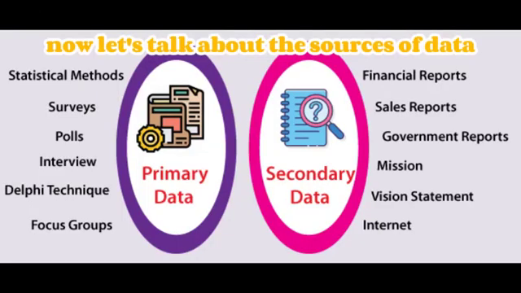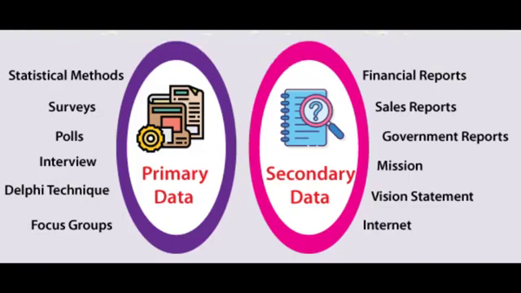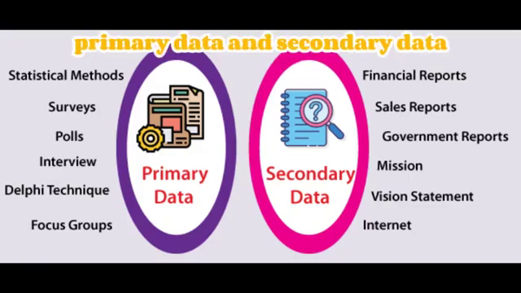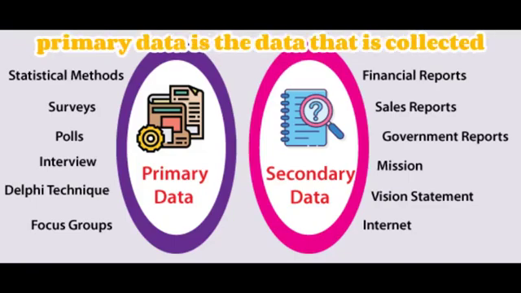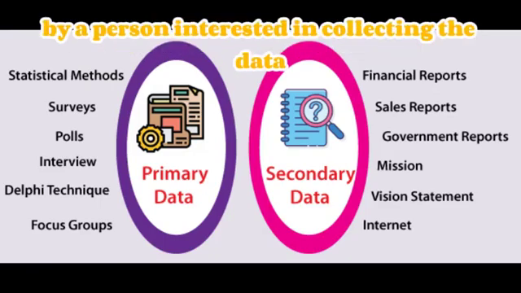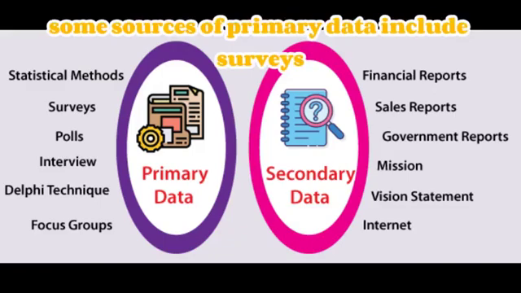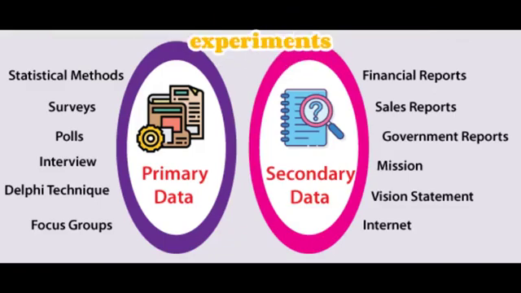Now, let's talk about the sources of data. The place we get data from is called a source of data. There are two main types of data, primary data and secondary data. Primary data is the data that is collected for the first time on the field by a person interested in collecting the data. Some sources of primary data include surveys, observations, experiments, questionnaire, personal interview, letters, speeches, photographs, audio recordings, video recordings, diaries, news reports, autobiography, census, maps, etc.